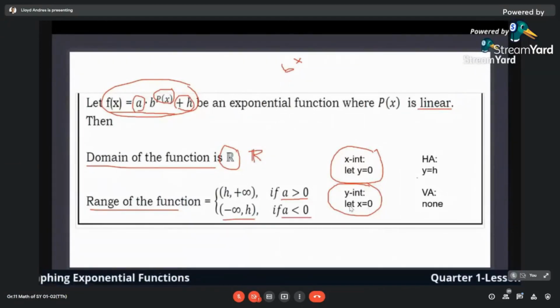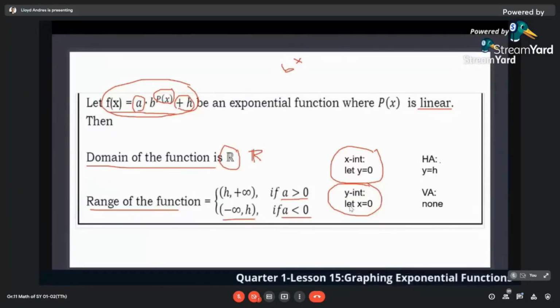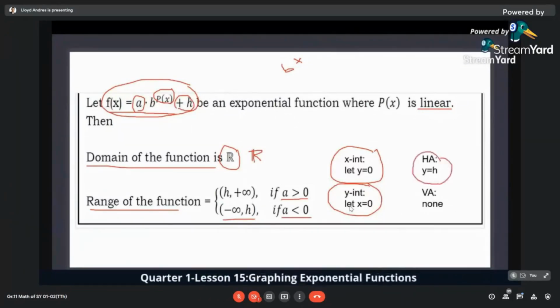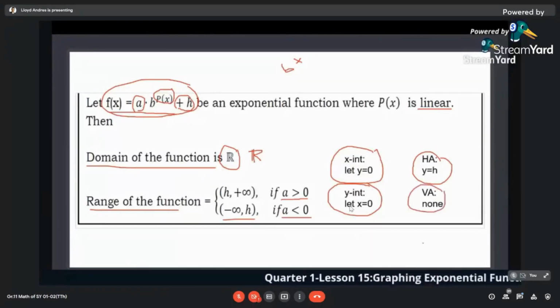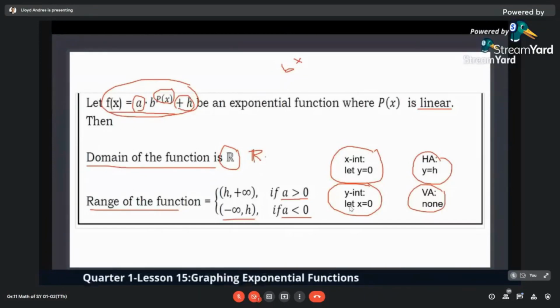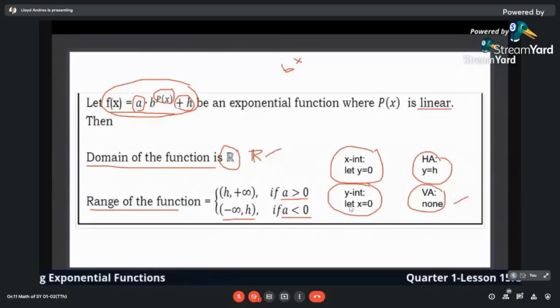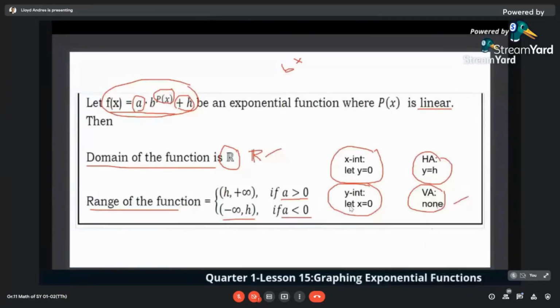Next, for the horizontal asymptote of an exponential function, the pattern is y equals h, whatever h is in the function. The vertical asymptote is none, always. So what is fixed are the domain, which is always all real numbers, and the vertical asymptote, which is always none.